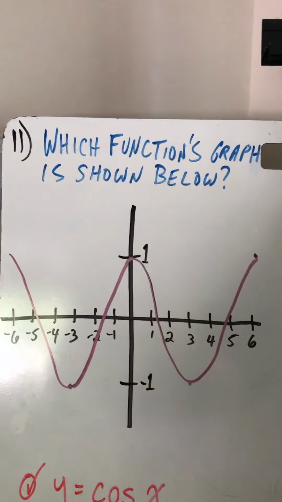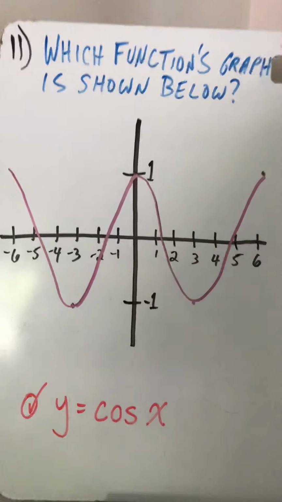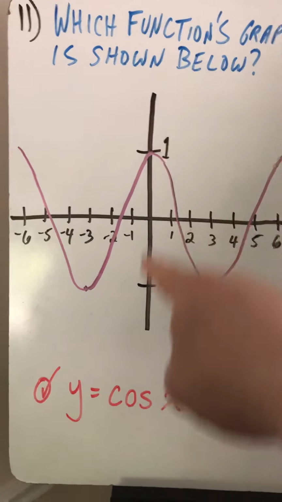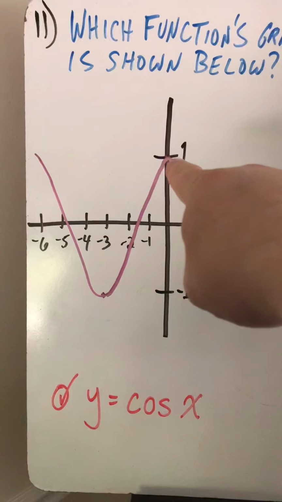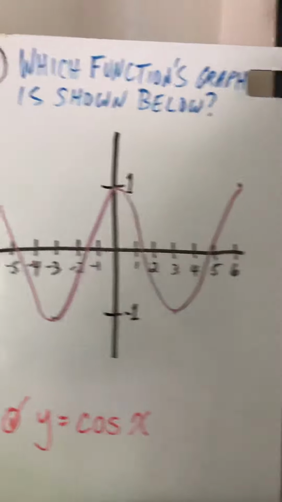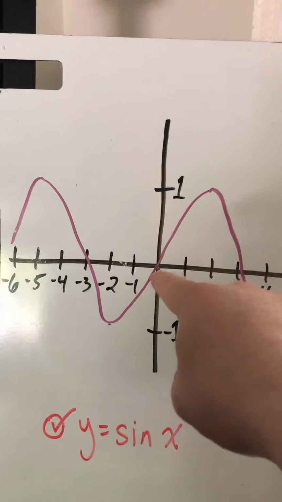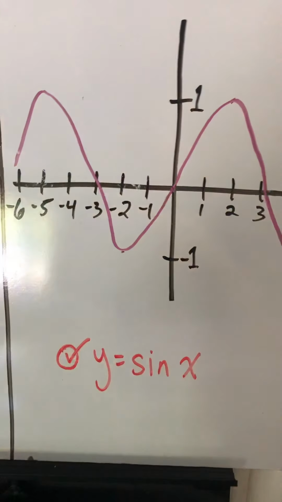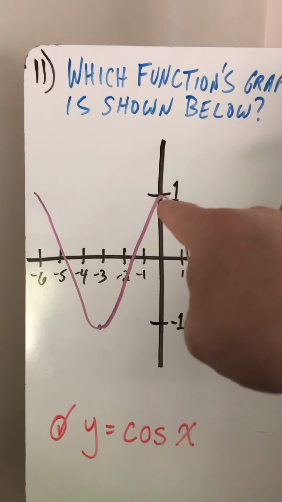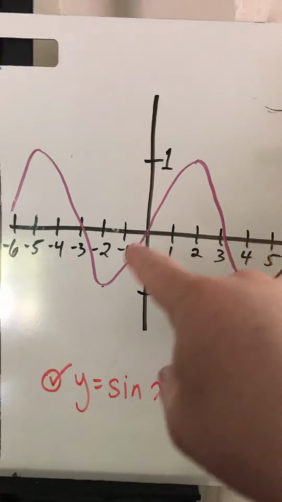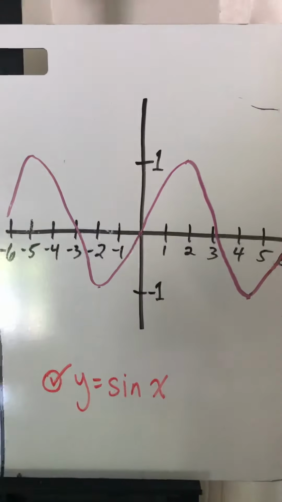Which function's graph is shown below? This one is y equals cosine x. If at the y-axis it's at 1, that's going to be y equals cosine x. If, however, at the y-axis it crosses at 0, that's y equals sine x. So if at the y-axis it crosses at 1, that's cosine x. If at the y-axis it crosses at 0, that's y equals sine x.